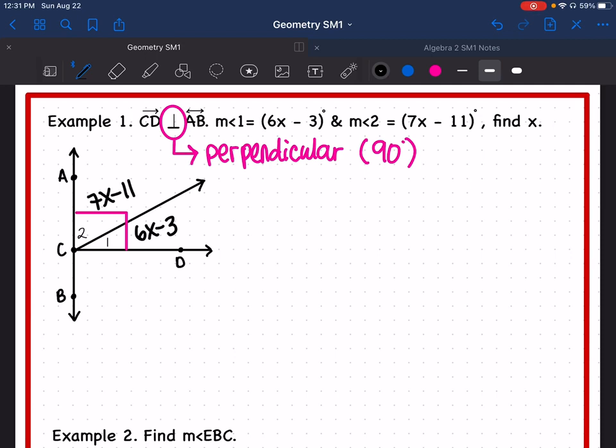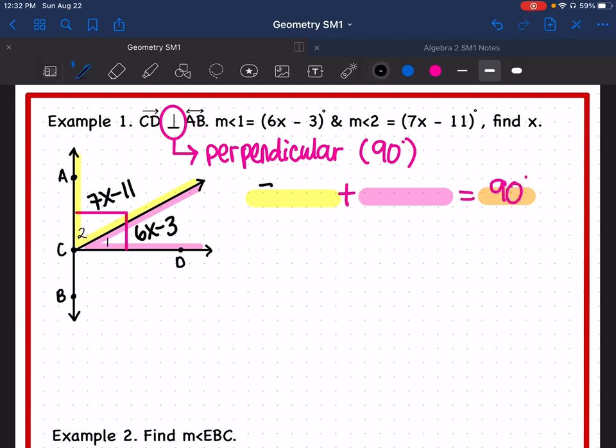Find x. I remember this angle, and it doesn't matter if it's angle 1 or angle 2, plus this angle has to equal 90 degrees. That's what perpendicular, that's what complementary means. These angles have to be complementary to one another. So the yellow plus the pink has to equal 90 degrees.